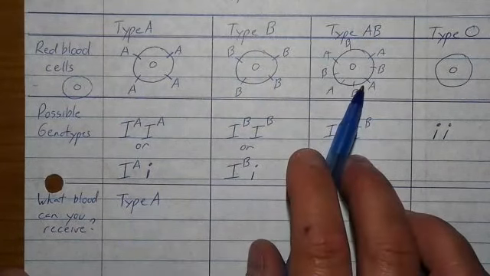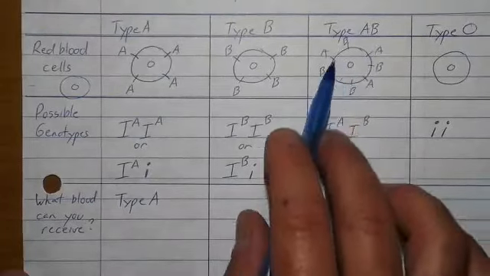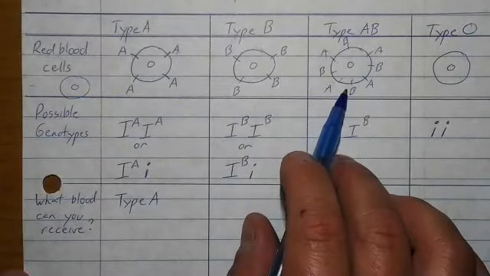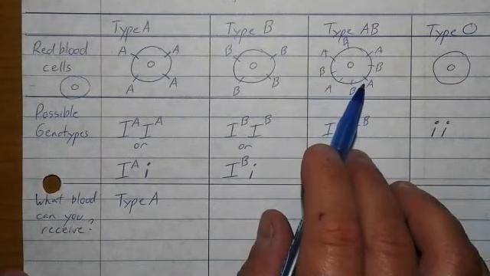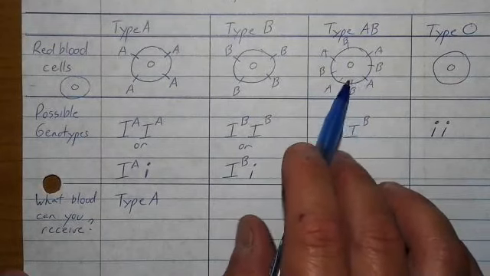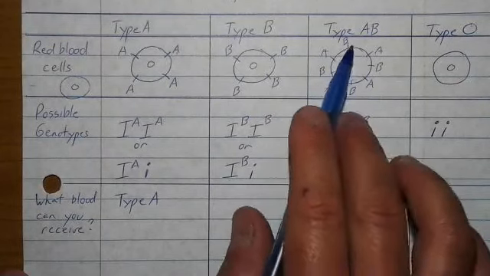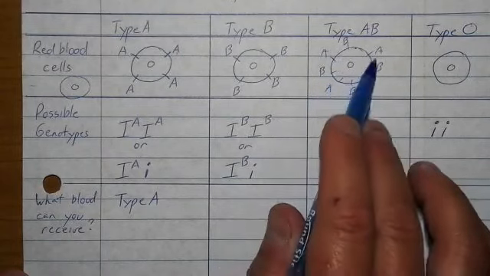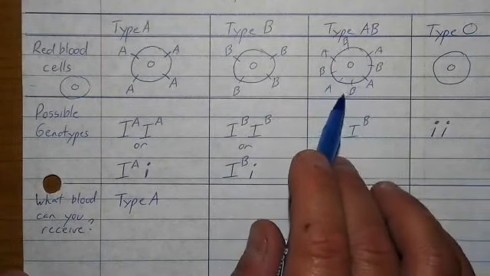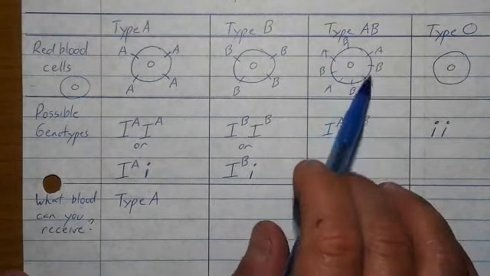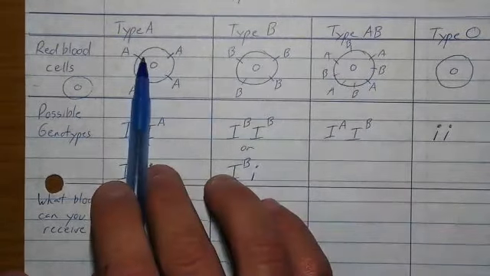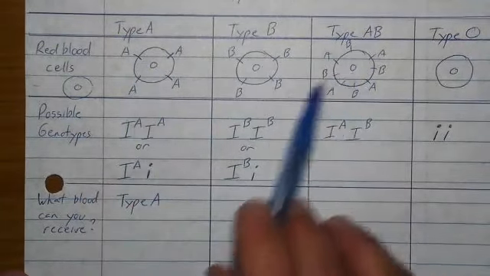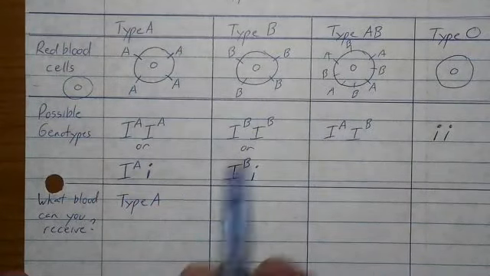Can you take AB blood, where you have A's and B's on the outside? You would think, well, it's got A's, so that makes it cool, right? No, because your body says, yeah, the A's are cool, but what's up with these B's? You shouldn't have that. You don't belong here, and your body rejects it and kills it. So if you put AB blood in a type A person, it's going to reject that blood. So nope, you can't take type AB.